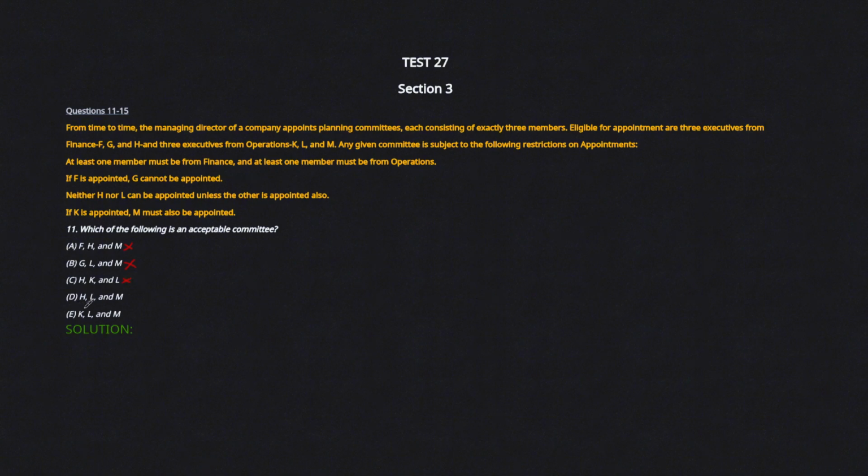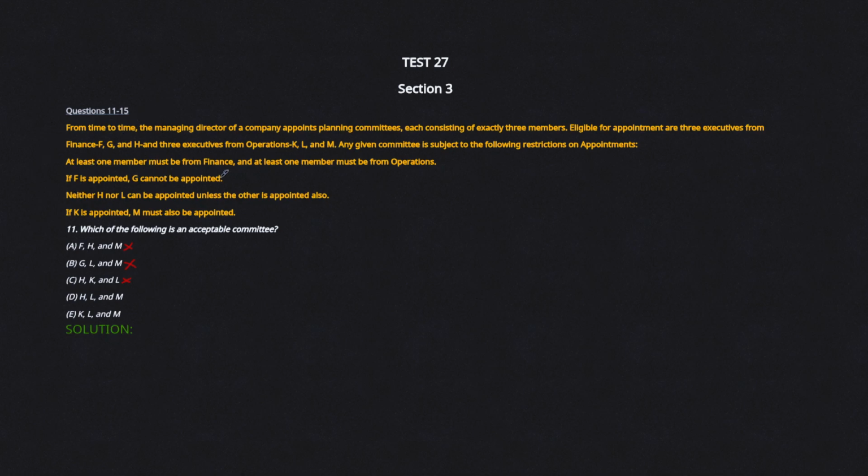Moving on to D, H, L, and M. So now for H and L, yeah, this one ticked out. Neither H nor L can be appointed unless the other is also appointed. So ticked out. Fine, at least one from finance and at least one from operations. We have H from finance and we have M from operations. So that one is ticked off as well.